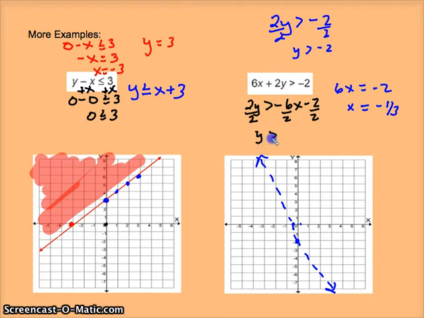So y is greater than negative 3x minus 2. All right, now I can see I would start down at negative 2, and then I would move my slope down 3, 1, 2, 3, over 1. Okay, I'm on the exact same line.